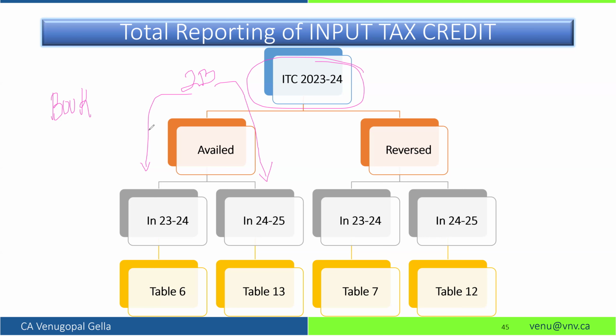So 16(2) clause D should also be fulfilled. Hence, what goes to table 13 is in 2B and not in 3B. And when I say not in 3B, it has to be in 3B of next year. Only then it comes here. Otherwise, it will not be coming here. Any views, any counter views?